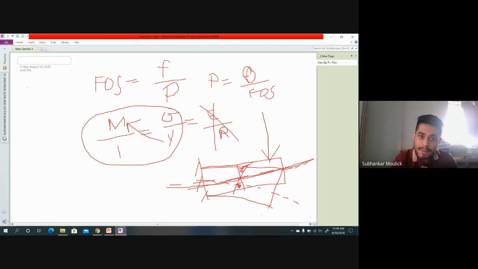If the bending is happening along the y-axis, then I should have taken the value of y accordingly. You have to see where the bending is happening, along which axis the bending is happening. Along that axis only you have to take the value of y.